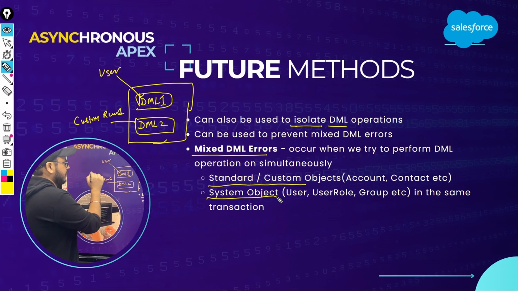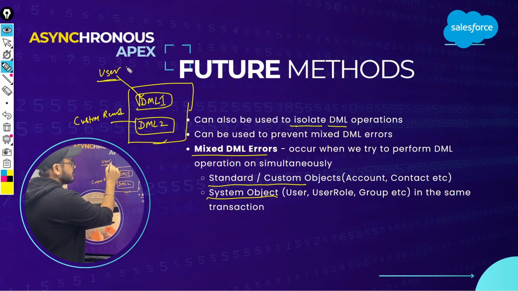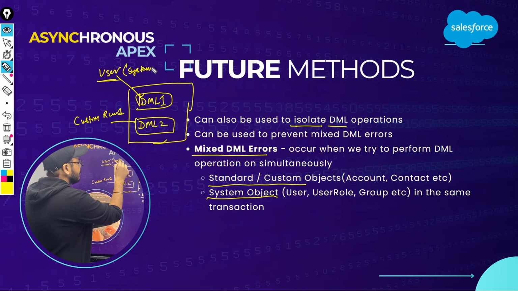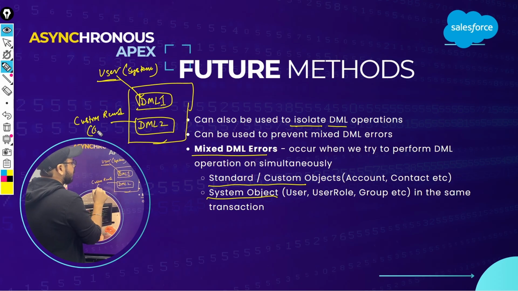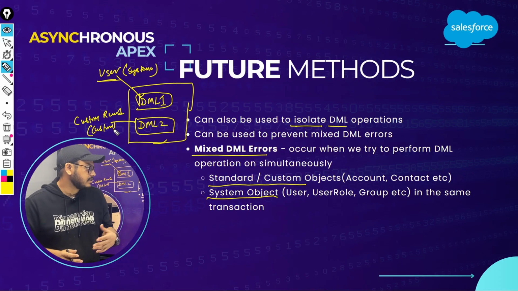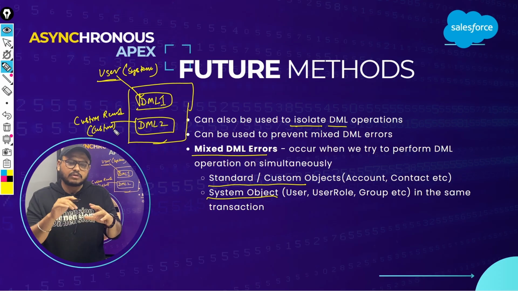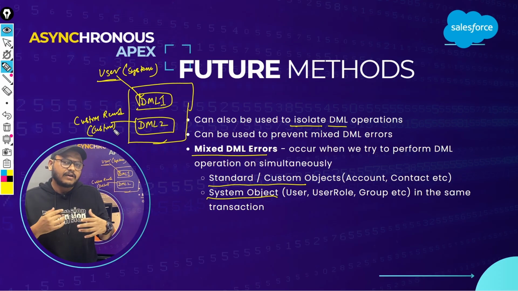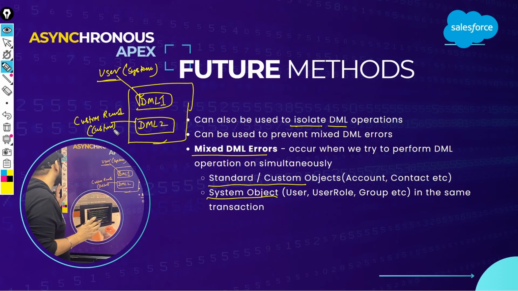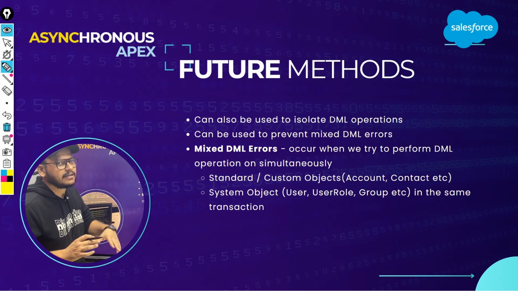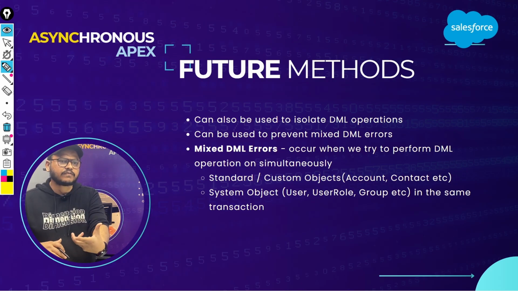So in this example, I'm trying to do two DMLs. My first DML is on the User object, which is a system object, and the second one is a custom record on a custom object. Now what will happen in this case? It would throw a mixed DML error. A future method can be used to isolate these two things. Then you would not encounter this particular issue. So this is a very practical use case of the future method.